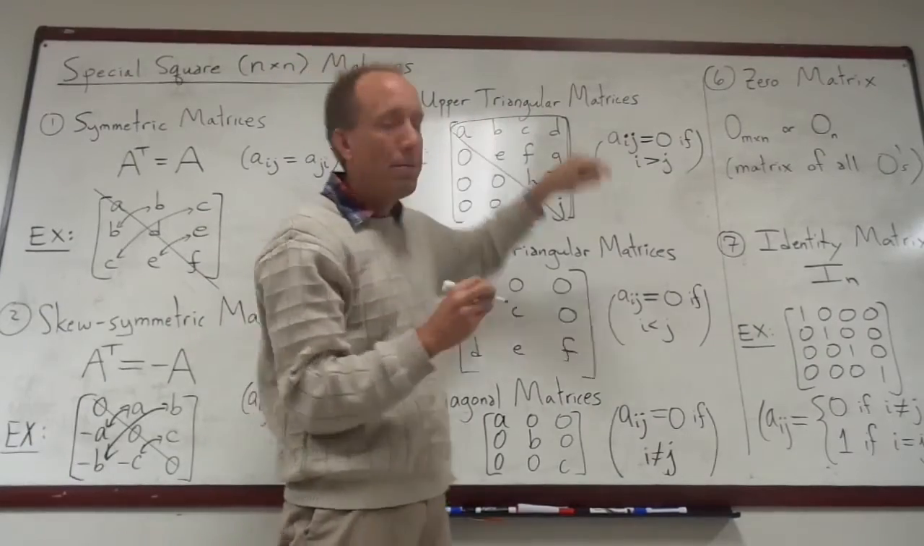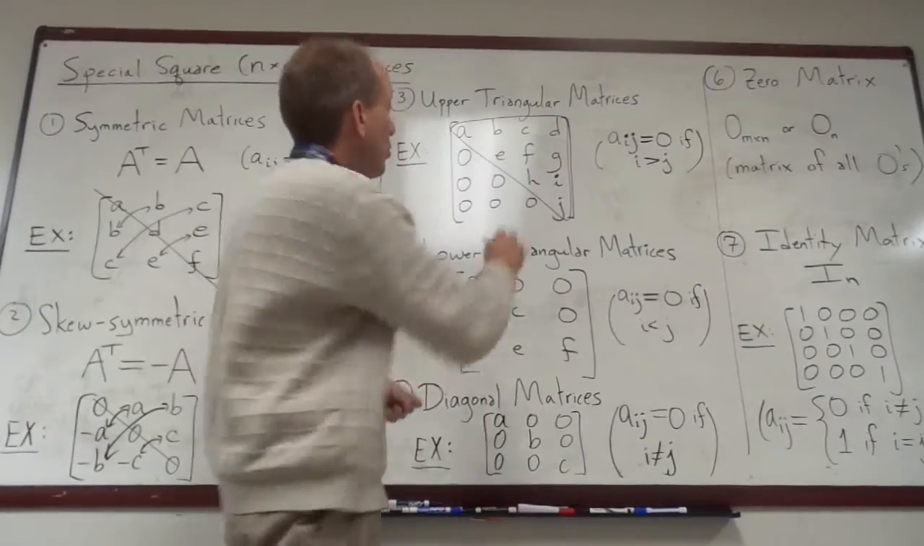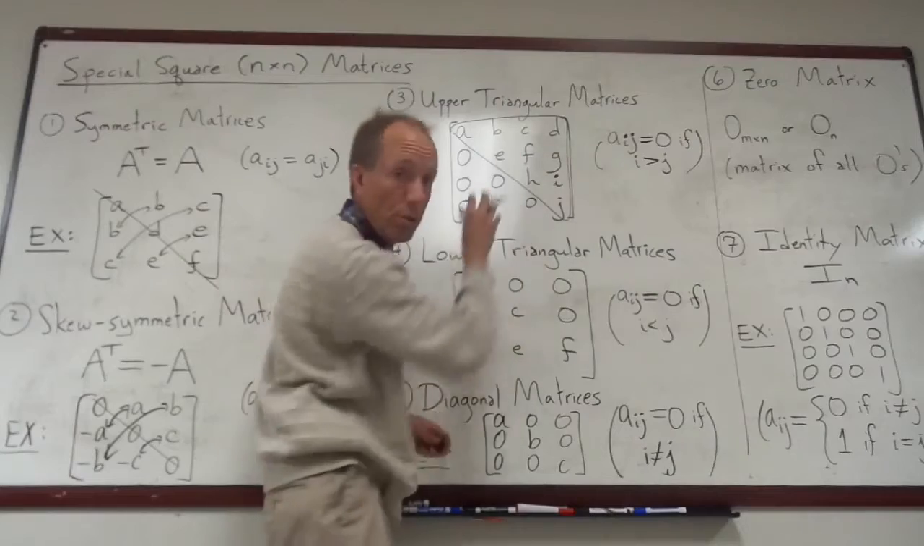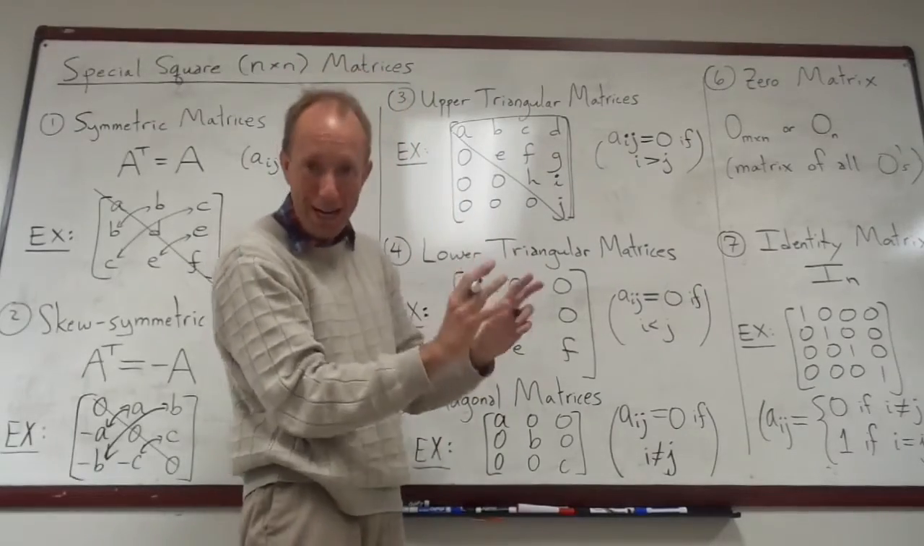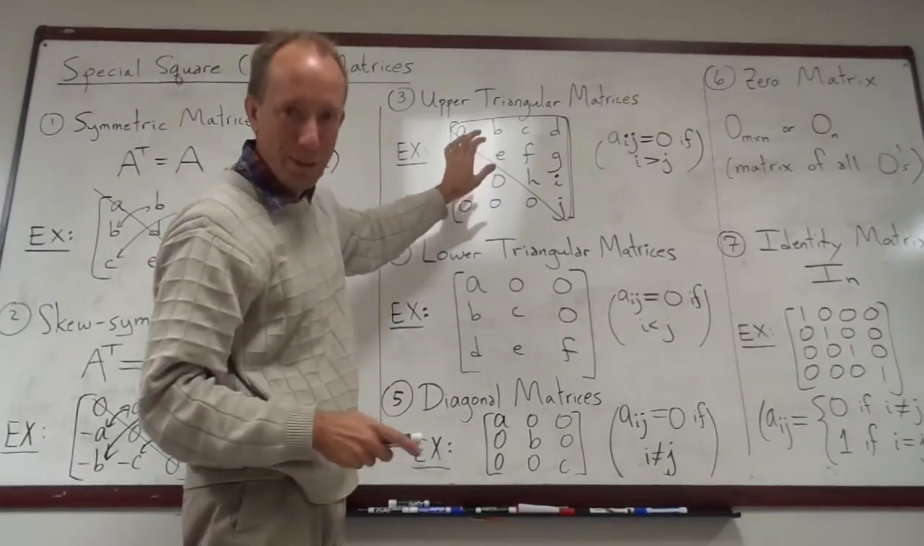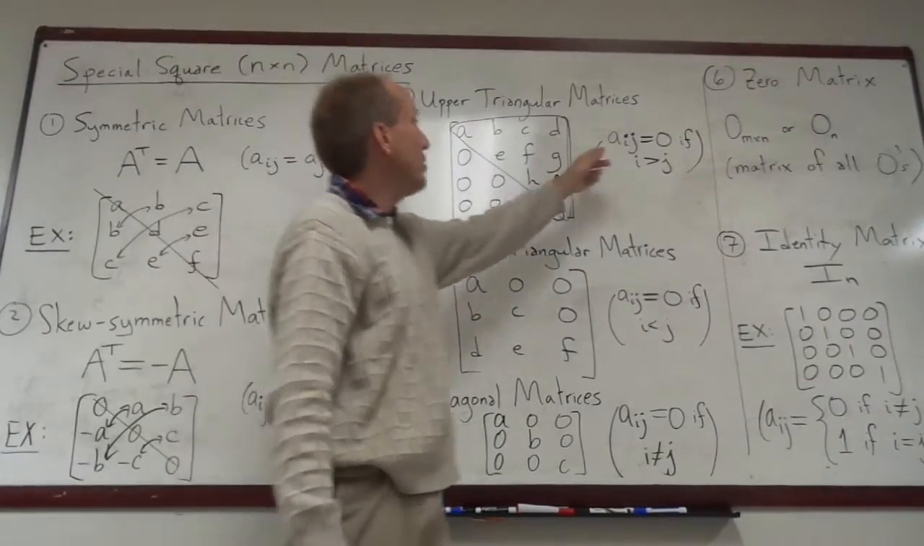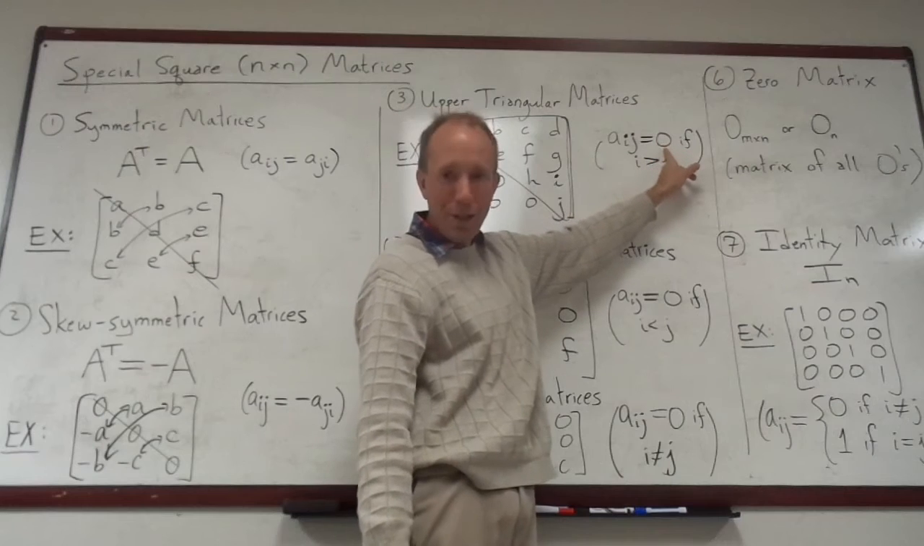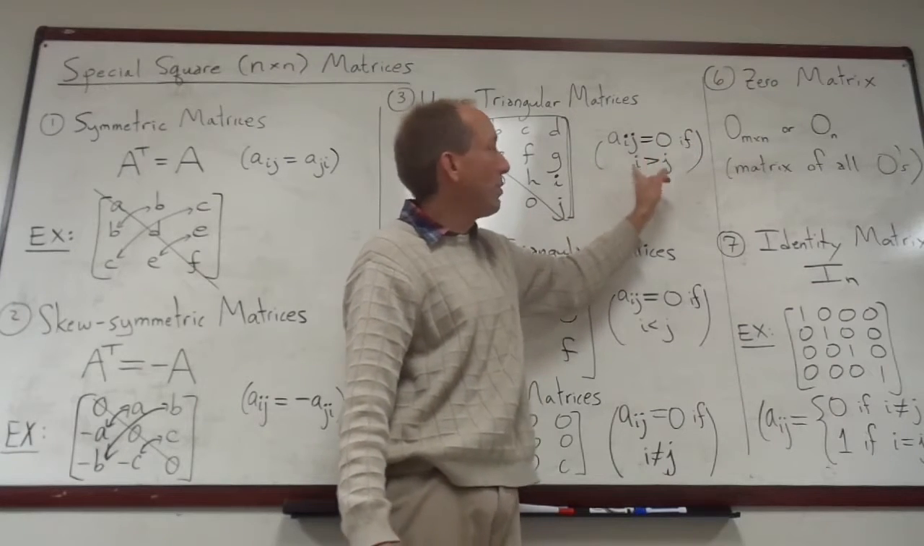When I put a letter in there, it means it can be any number I like. So there could be more zeros up here too, but that's not required for an upper triangular matrix. The key thing is you must have zeros below the main diagonal. Here's the condition: Aij has to be 0 if i is bigger than j.